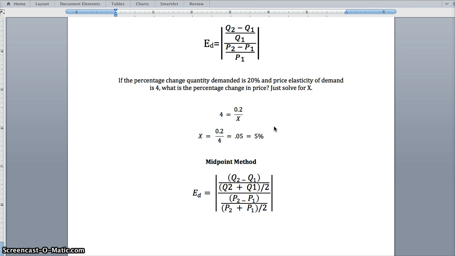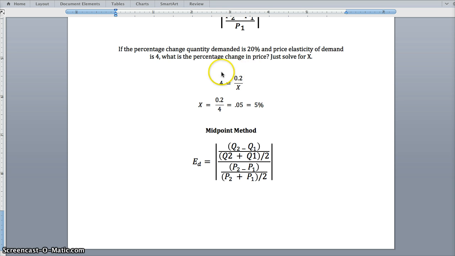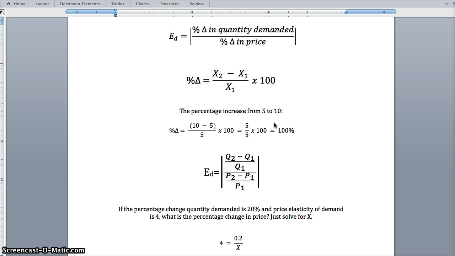The only complication to this is that the textbook is going to ask you to use something called the midpoint method. And the reason it's doing this is because up here, instead of going from x1 to x2, if we go from x2 to x1, we get a different number for price elasticity of demand. So just reversing that direction, instead of going from 5 to 10, we go from 10 to 5, that's going to give us a different percentage change, which is obvious. If we go from 10 to 5, that's a 50% change. If we go from 5 to 10, that's a 100% change. And we need a consistent number over here.